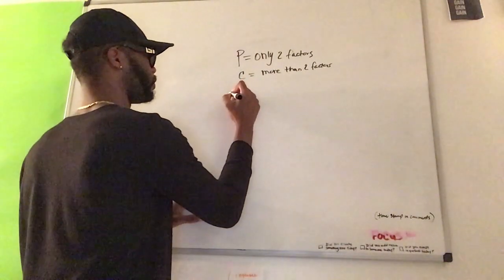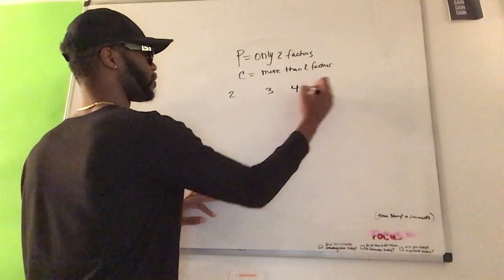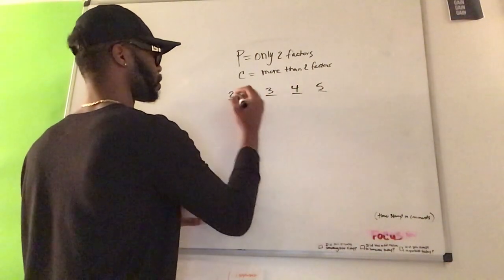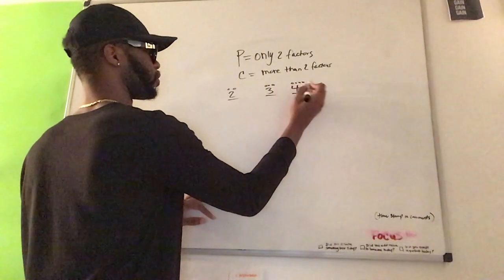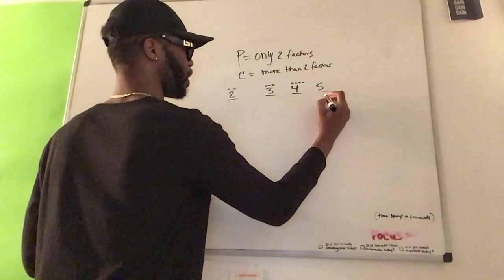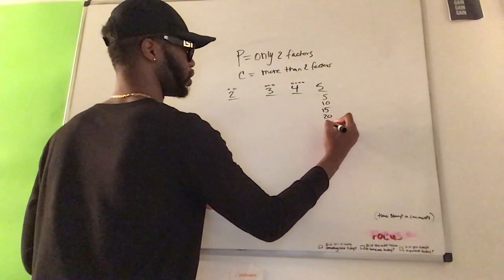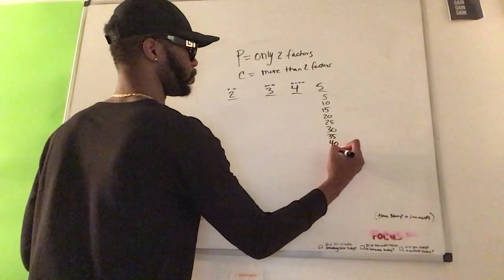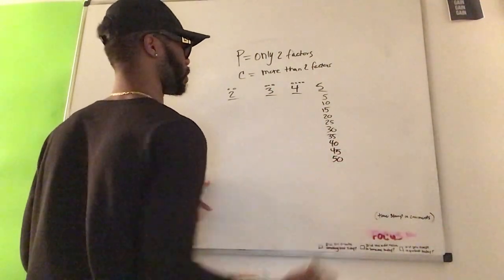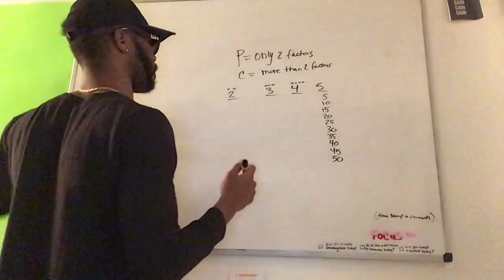Let me just do my multiples of 2's, 3's, 4's, 5's. I know 5's are easy, so let me knock that out of the way. 5, 10, 15, 20, 25, 30, 35, 40, 45, 50. I'll just stop at 50. I don't know how long and far they're going to go, but I'll stop there.